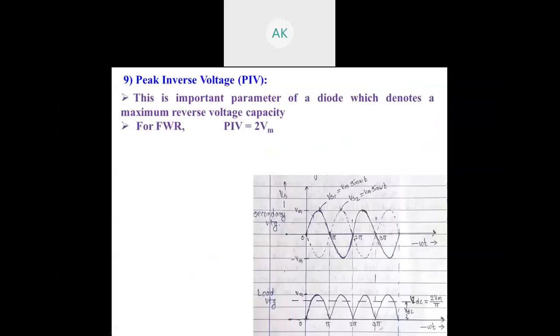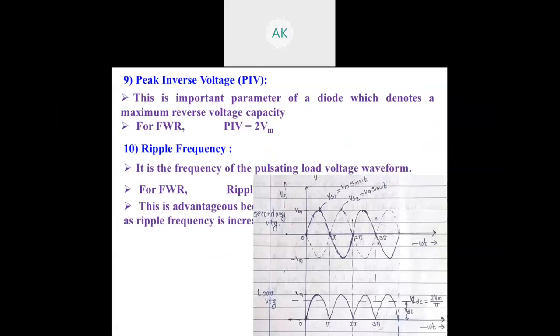Okay. Now peak inverse voltage. What is a peak inverse voltage? In the last lecture we discussed that, and the ripple frequency. What is a peak inverse voltage? It's the maximum reverse voltage that can be applied during the positive half cycle.